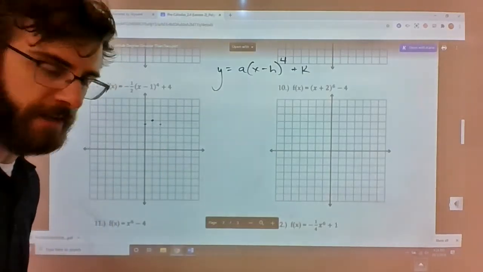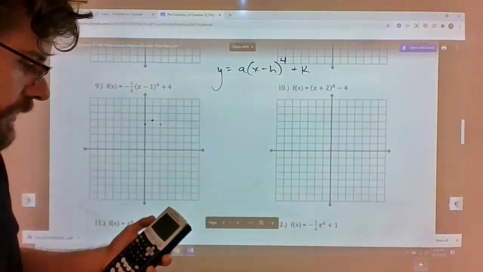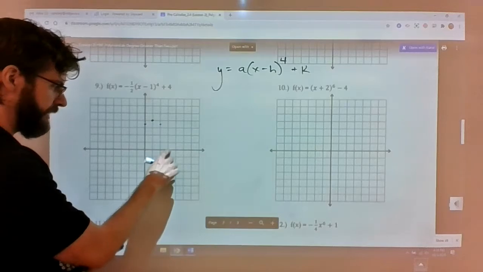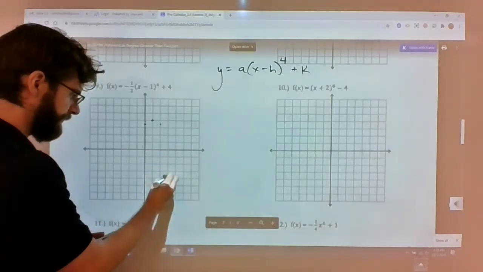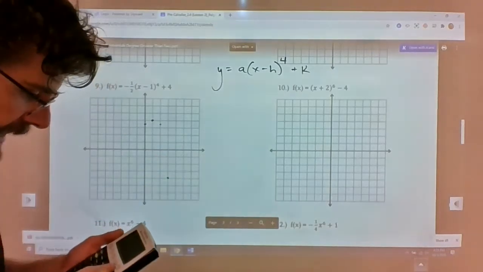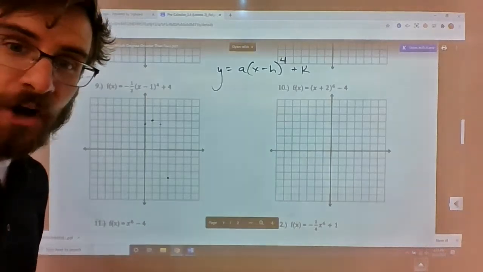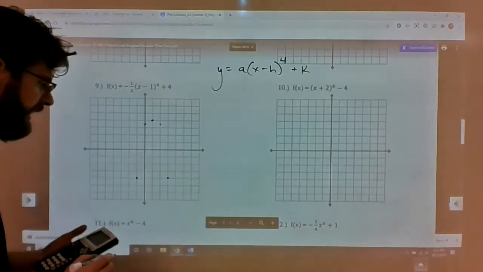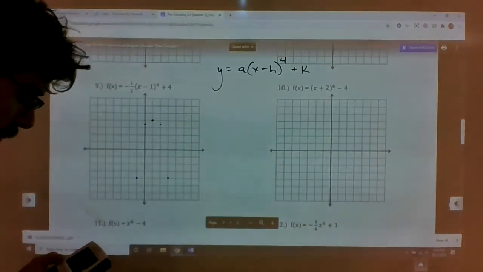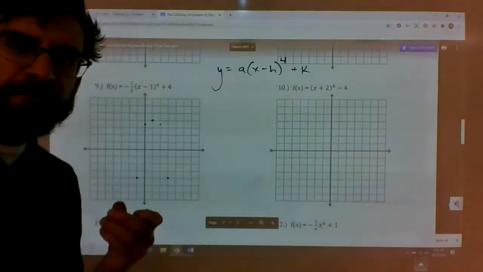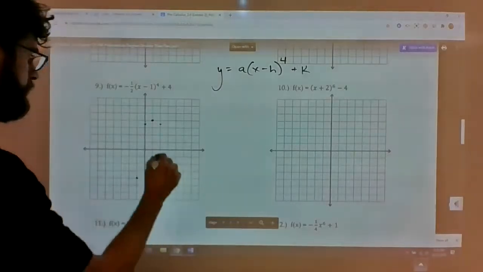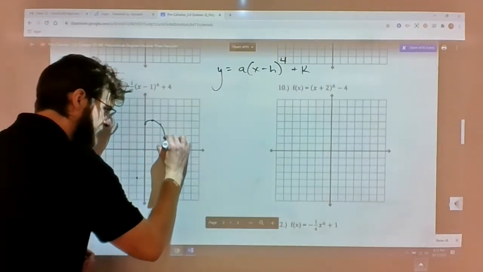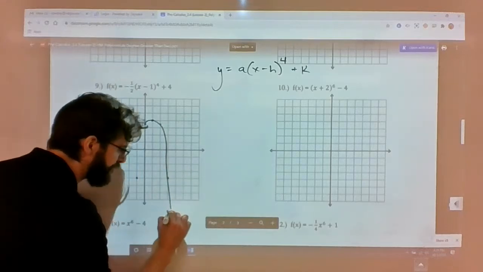Ooh, interesting. If we go to 2, we already did. Let's go to 3. 3 is -4. 1, 2, 3, 4. Oh boy. And -1 is also -4. We've got symmetry. Woohoo! It looks just like a parabola, flipped upside down. Except it's way sharper.